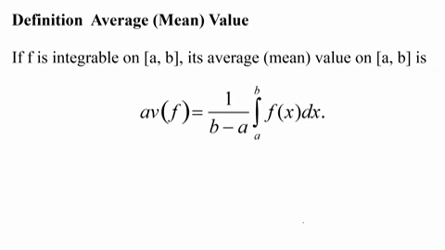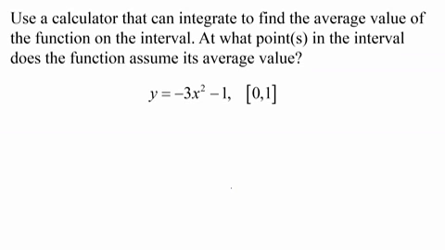So let's try this out. Use a calculator that can integrate to find the average value of the function on the interval. At what points in the interval does the function assume its average value? Therefore, we want to use the previous formula, so it would be 1 over b minus a. Well, here's your a value, here's your b value.